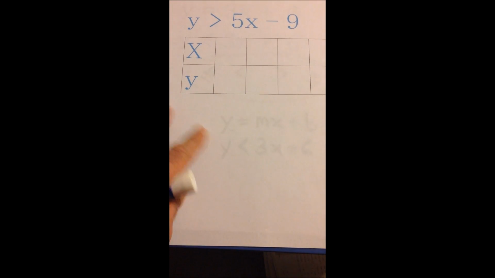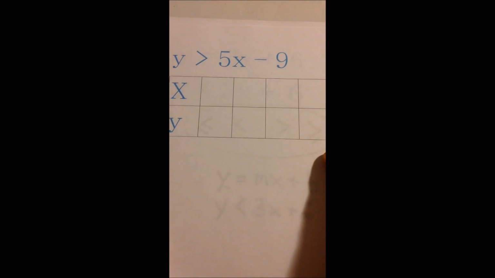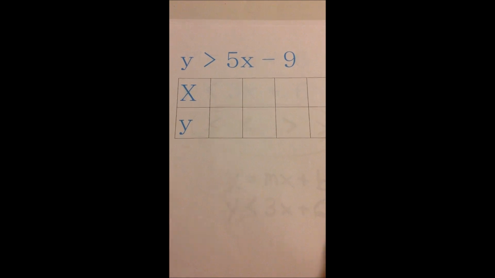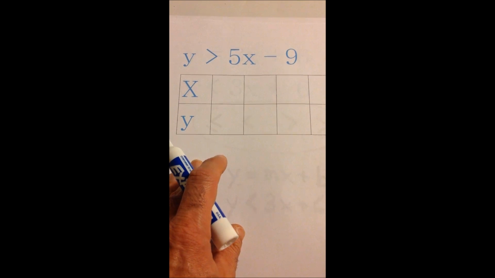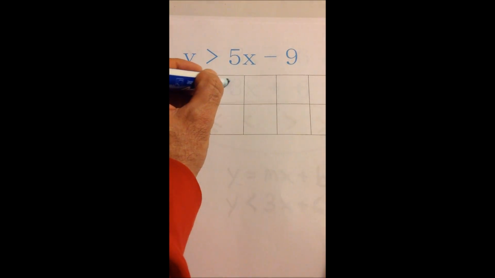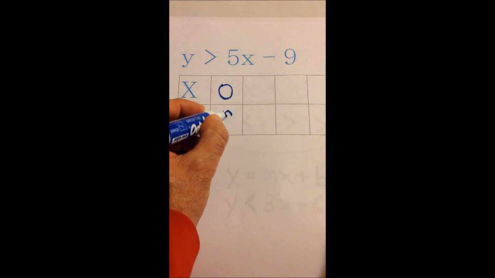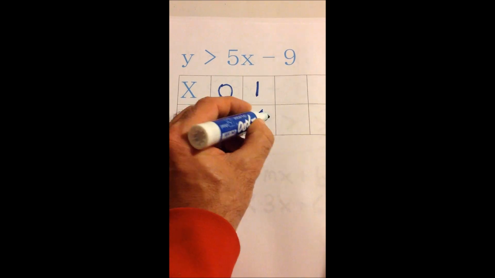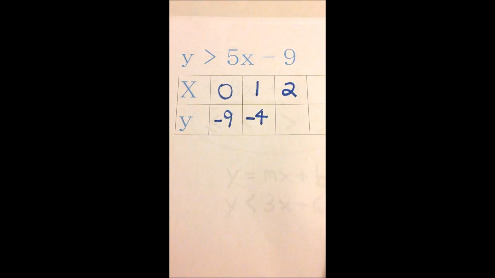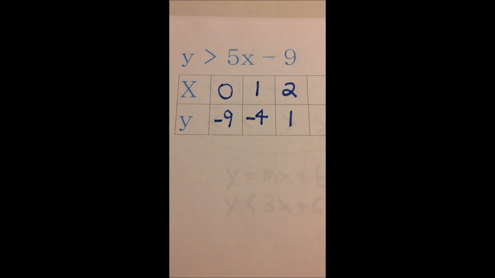Let's look at this question. So here we have a domain and range box. The x is the domain, and the y is the range. So we can plug in. Here we're saying that y is greater than 5x minus 9. So we can plug in anything. We put in 0 for x. So 5 times 0 is 0. 0 minus 9 is negative 9. And so forth. We can put a 1 for x. 5 times 1 is 5. And 5 minus 9 is negative 4. And so forth. I'll do one more. So 5 times 2 is 10. And 10 minus 9 is 1. So that's the same way we would do a linear equation.